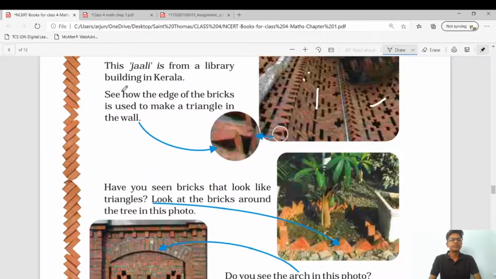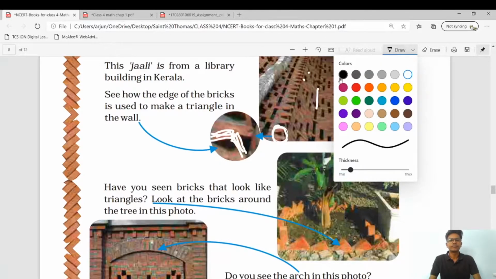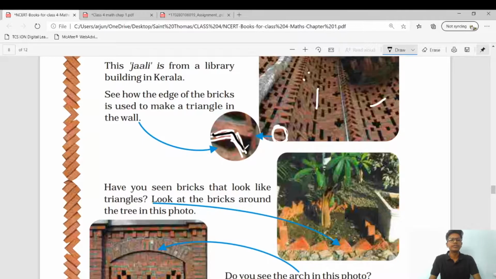See how the edge of bricks is used to make a triangle shape. It is zoomed out, so see how the bricks are placed. This is one brick and this is the second brick. They are placed together like this and a triangular shape is formed.